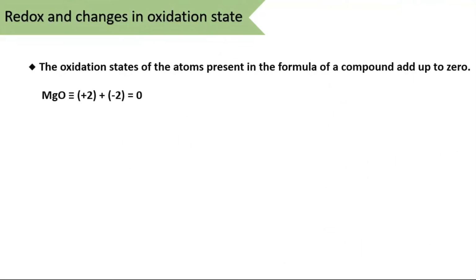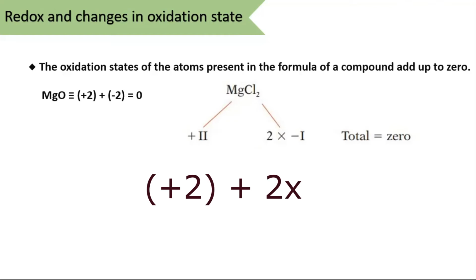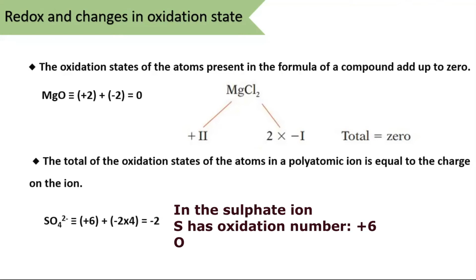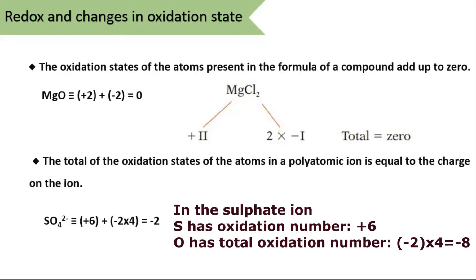For example, in magnesium oxide, the oxidation state of magnesium and oxygen may be different, but for the compound, it is 0. Look at the compound magnesium chloride, where 2 chlorine atoms are present. Magnesium has oxidation number +2 and chlorine has oxidation number -1, but their sum is 0. For a polyatomic ion, however, the oxidation number is equal to the charge of the ion. Sulfate, for instance, will have total oxidation number -2. In the ion, sulfur has +6 and the 4 oxygens have oxidation number -2 times 4, which is -8. The sum of +6 and -8 gives us total -2.